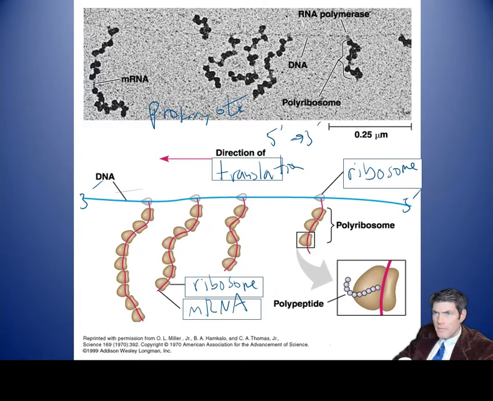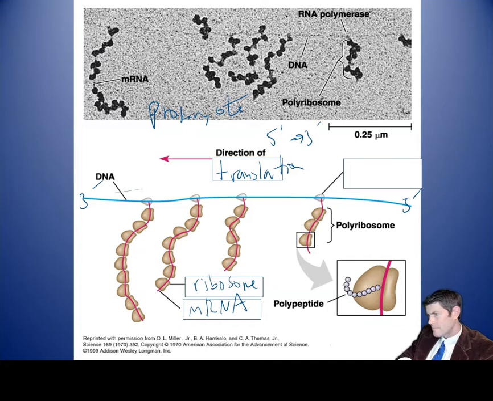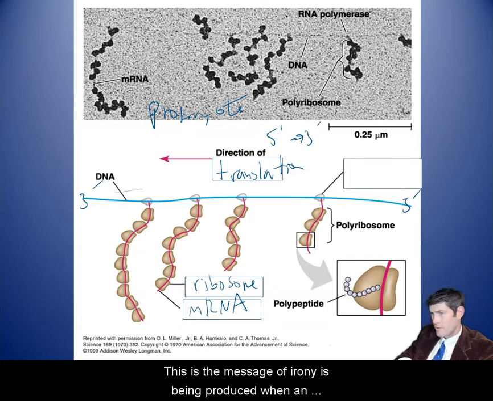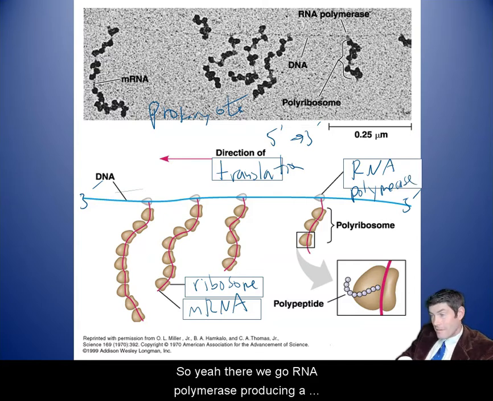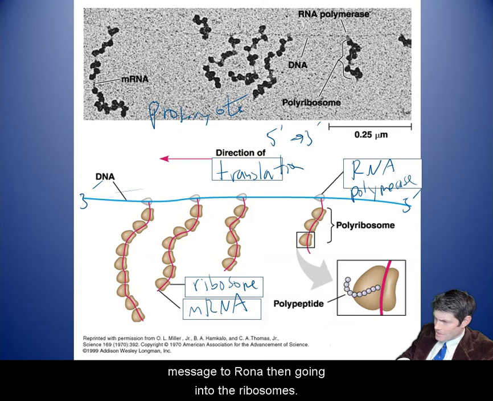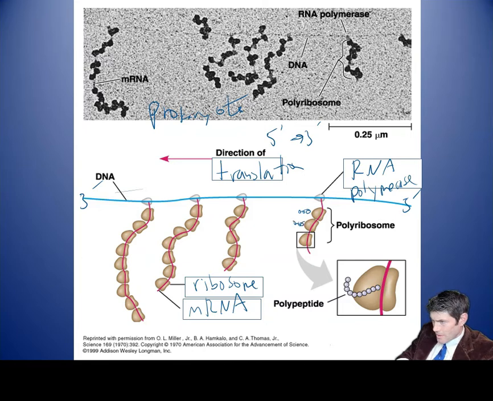Oh, I made a mistake. Hold on, sorry about that. This is our DNA, and this is the messenger RNA being produced. This is actually RNA polymerase. Glad I caught that. Whew. So yeah, there we go. RNA polymerase producing that messenger RNA, then going into the ribosomes. And it doesn't really show it, but this is where you're going to have the polypeptide, the amino acids, being produced.